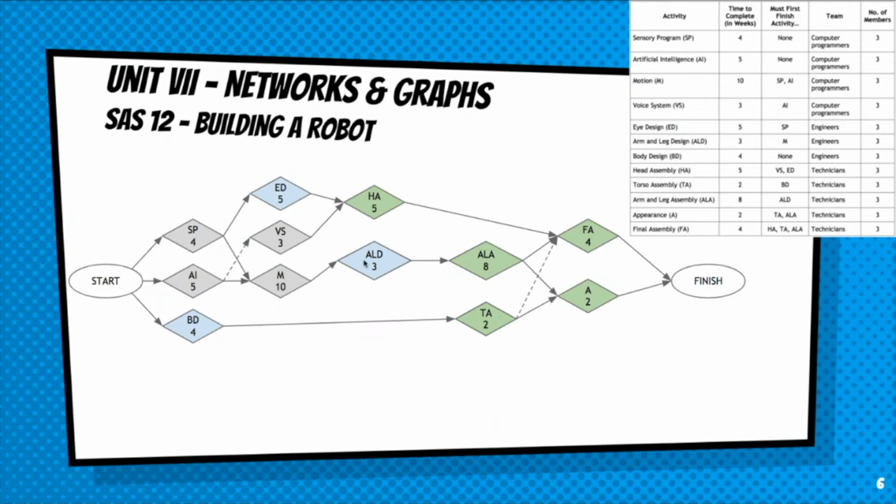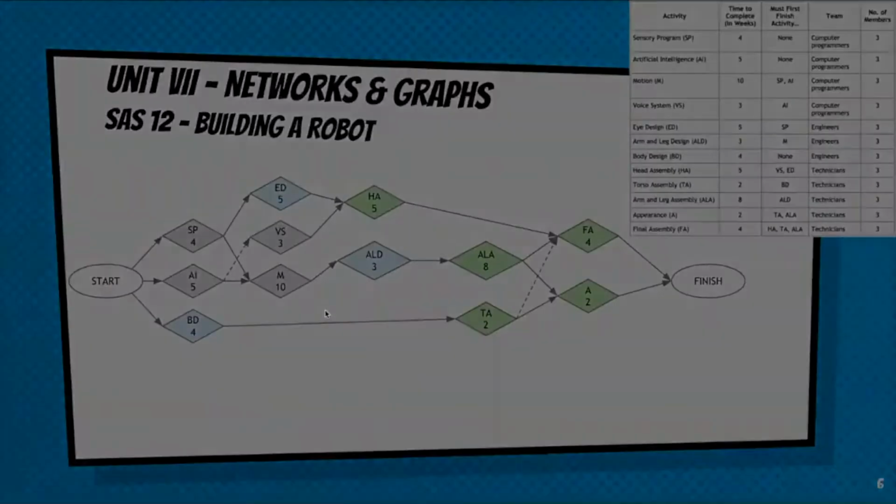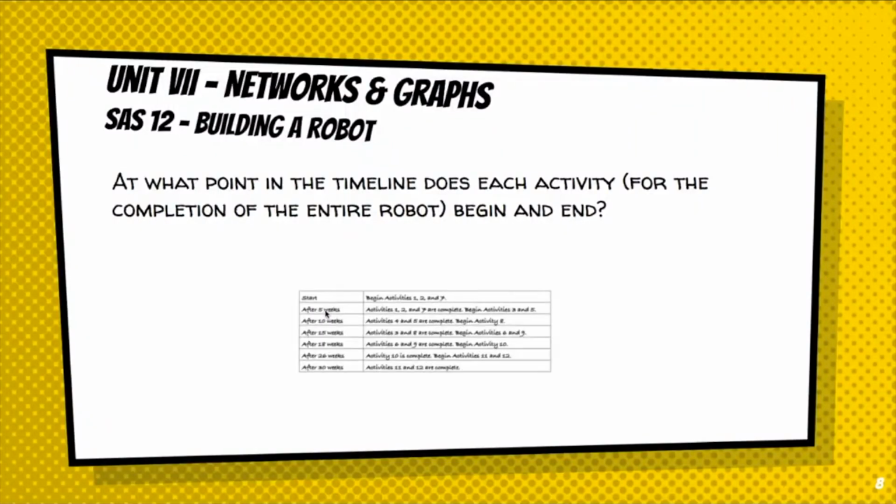So arm and leg design has all those as activities that must finish first. So the 15 adds on to the 3 for the arm and leg design, and that makes it 18 weeks to get arm and leg design. And you get that process here too. Voice system must have artificial intelligence done before it can be started. So artificial intelligence takes 5, and then you add the 3 of the voice system, and it would be done in 8. So you get the idea. So let's move on.